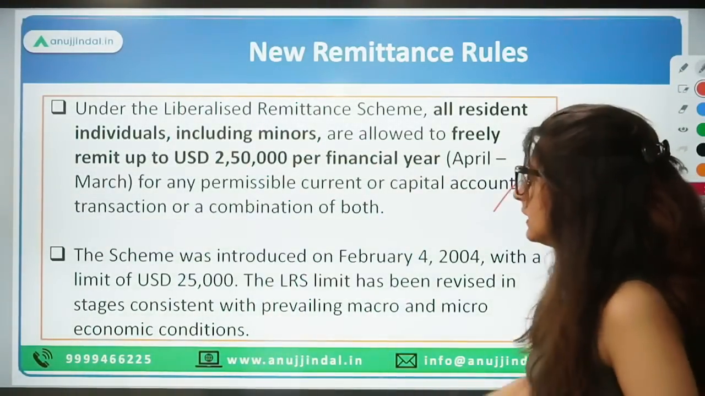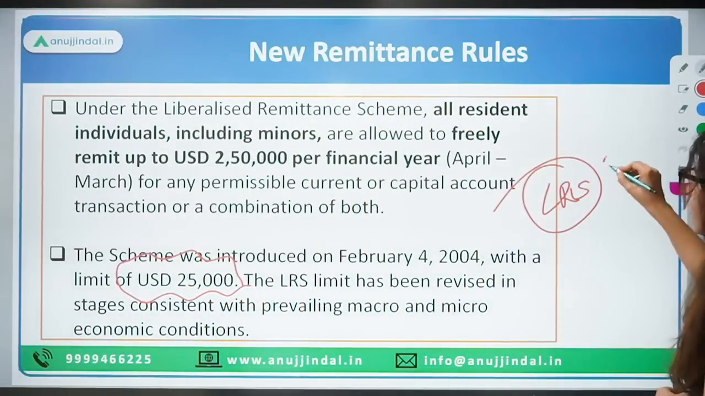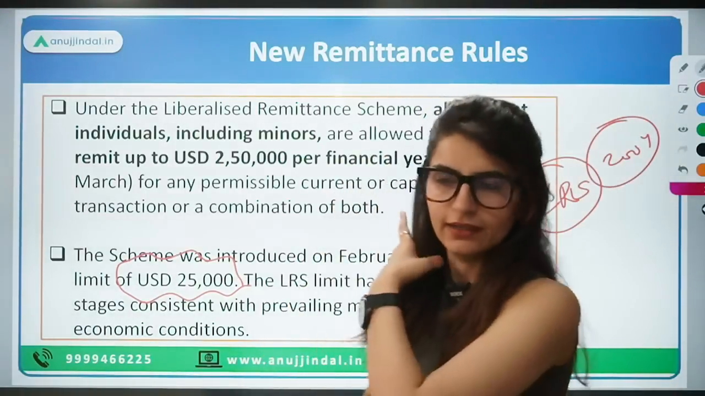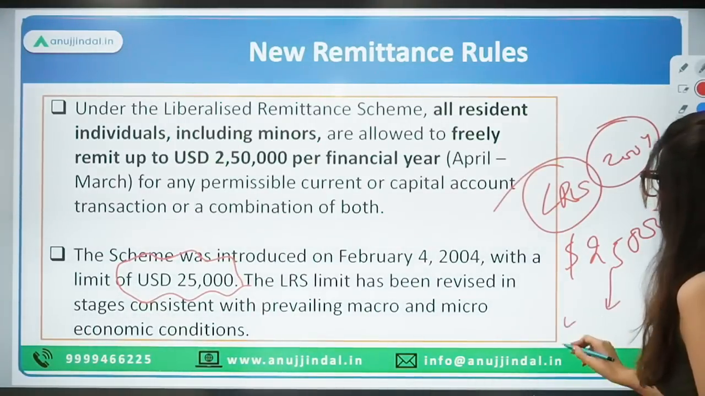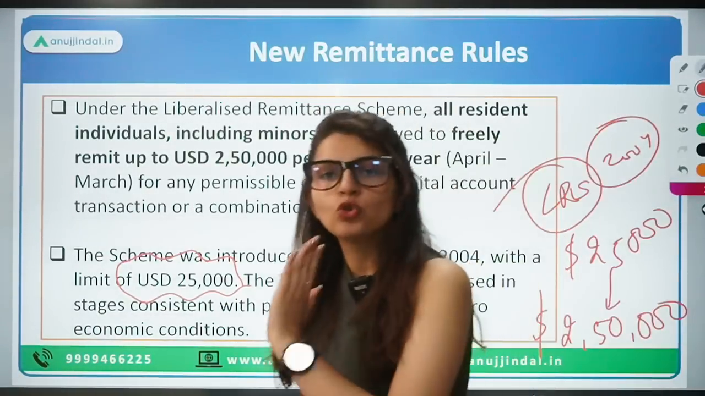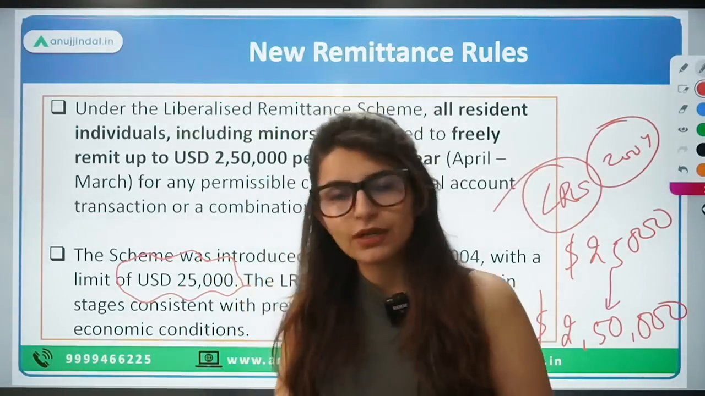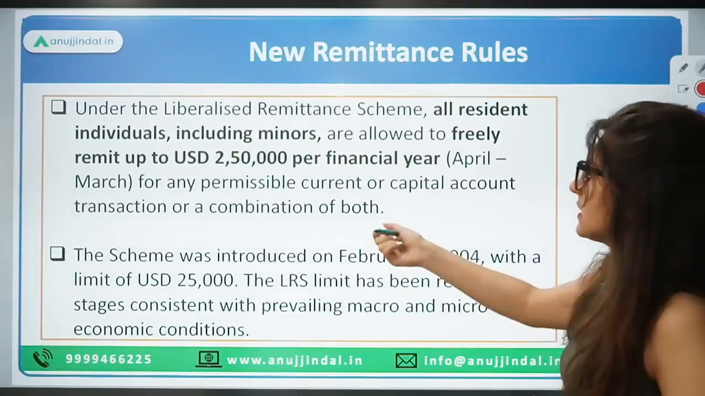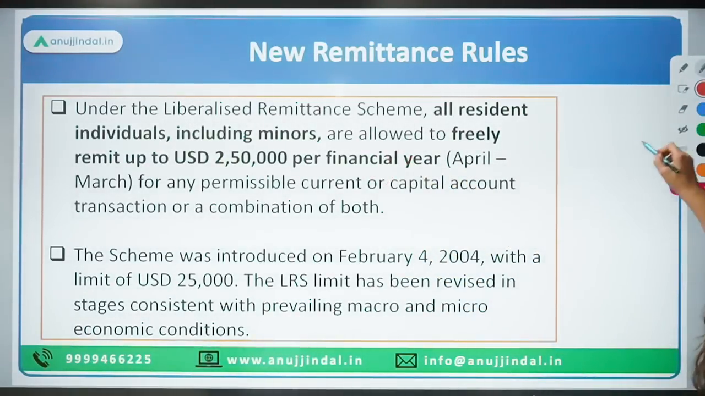Ab jab ye start hui thi, the limit was $25,000 in 2004. This was the amount of money that anybody could remit outside. ठीक है, $25,000. But now it has been changed to $2,50,000 in a financial year. So अब you can remit up to $2,50,000 in a financial year abroad. अब बाहर पैसा भेज सकते हैं, utilize कर सकते हैं in dollars. Okay, freely remit up to USD 2,50,000 per financial year for any permissible current or capital account transaction or a combination of both.